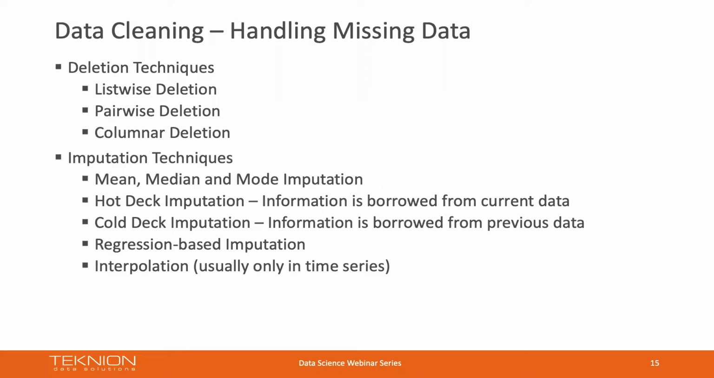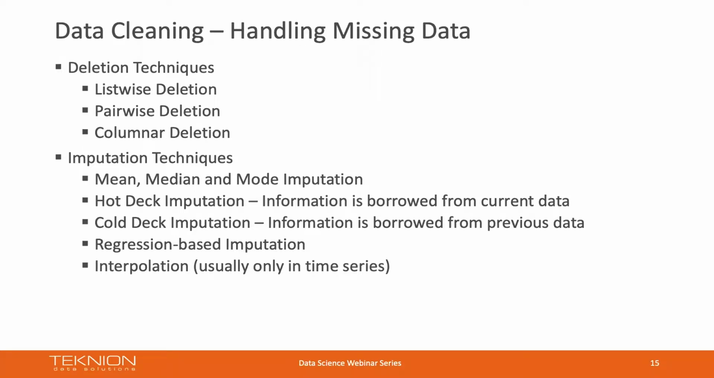But if we're not deleting it, how can we handle it? We use what we call imputation techniques. There are a few ways that we can do this. We can either just take the mean and put it in for that person, or take the median and put it in for that person, or the mode. So everybody who's missing on this variable, we're just going to put in the mean of that variable, or the median, or the mode.